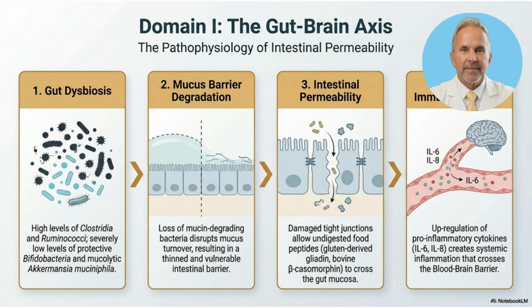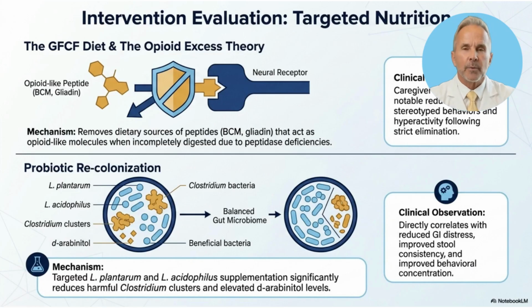Intestinal permeability. Damaged tight junctions allow undigested food peptides, such as gluten-derived gliadin and bovine beta-casomorphin, to cross the gut mucosa. Systemic immune response. The upregulation of pro-inflammatory cytokines, specifically IL-6 and IL-8, creates systemic inflammation that travels upward and crosses the blood-brain barrier. Knowing this, how do we intervene?